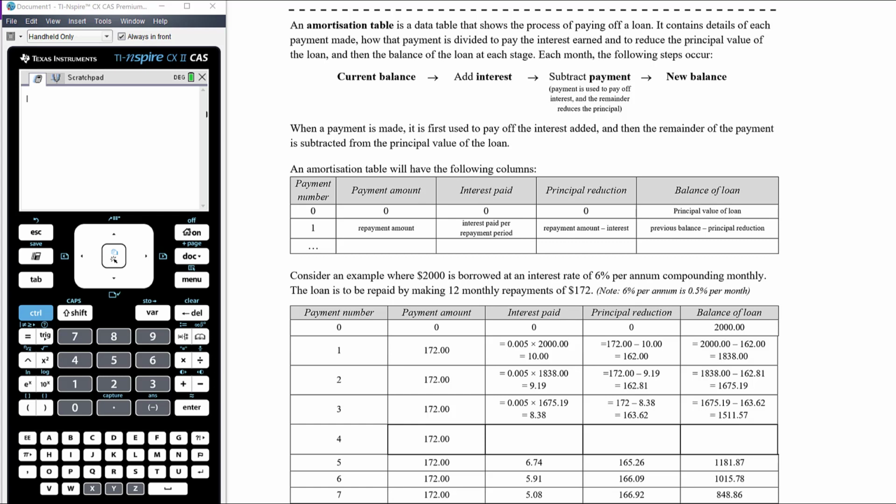So when a payment's made, it's first used to pay off the interest that was added in that month, and then anything in excess of that is used to pay off the balance of the loan. For example, in a month, let's say $200 of interest is added on, and you make a $300 monthly repayment. So $200 of that payment goes to paying off that interest, and then only $100 is actually coming off the balance of the loan.